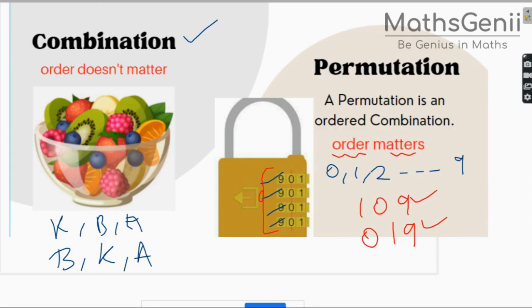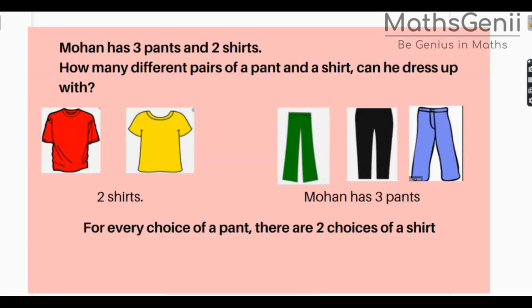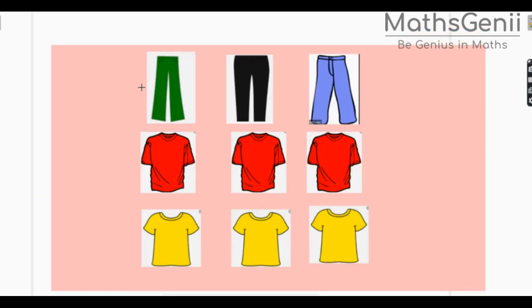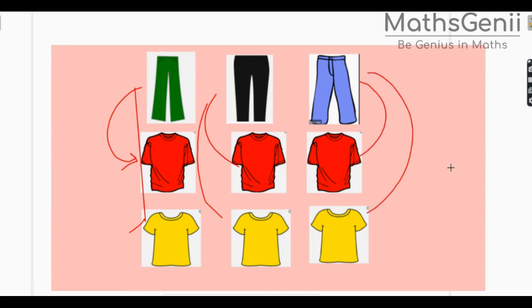Now let's quickly look at one basic rule of combination with very simple examples. Mohan has three pants and two shirts. How many different pairs or combinations can Mohan dress in? I'm sure a lot of you already have the answer. The answer is six. Mohan can have six different combinations in which he can pair these shirts and pants: 1, 2, 3, 4, 5, and 6. So what did you do? You just did 2 into 3, right?